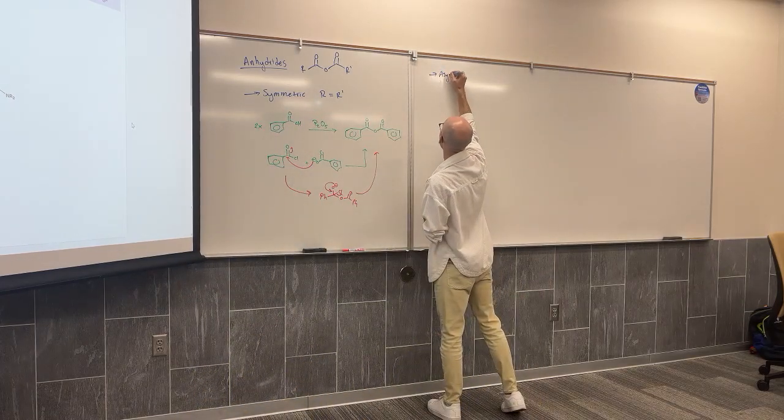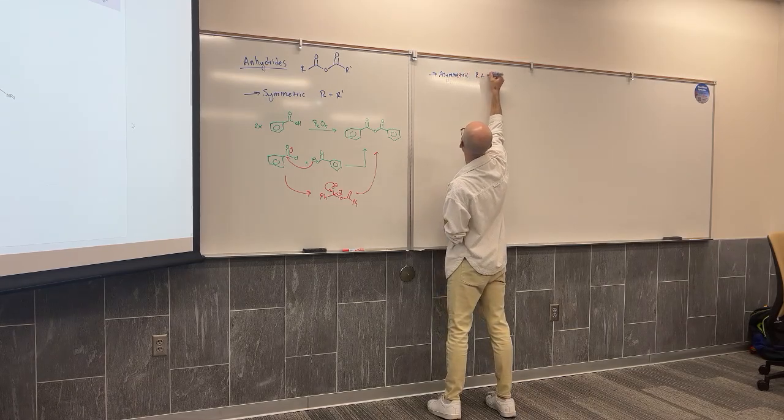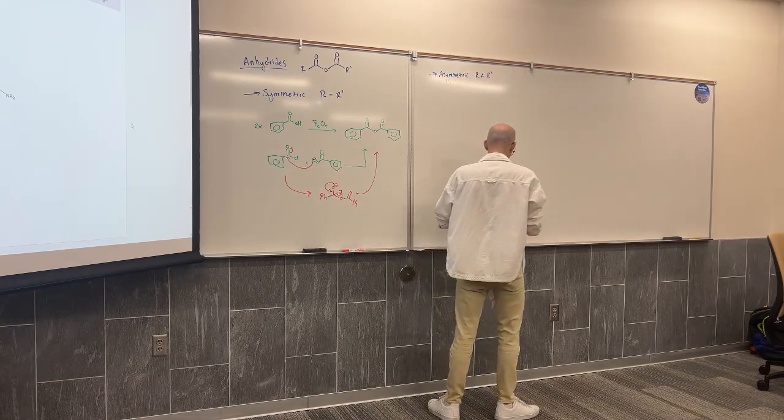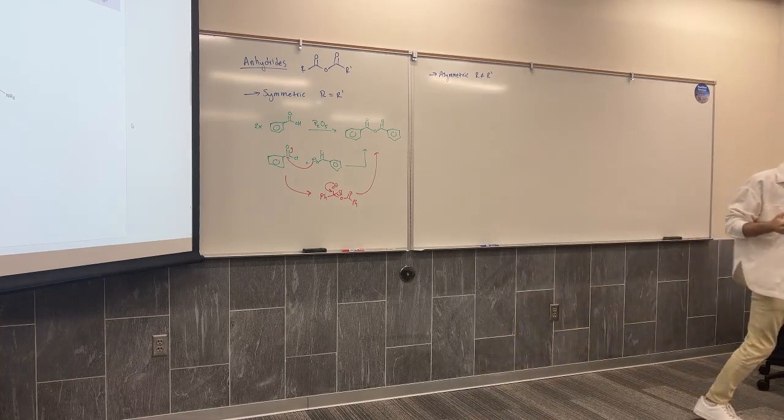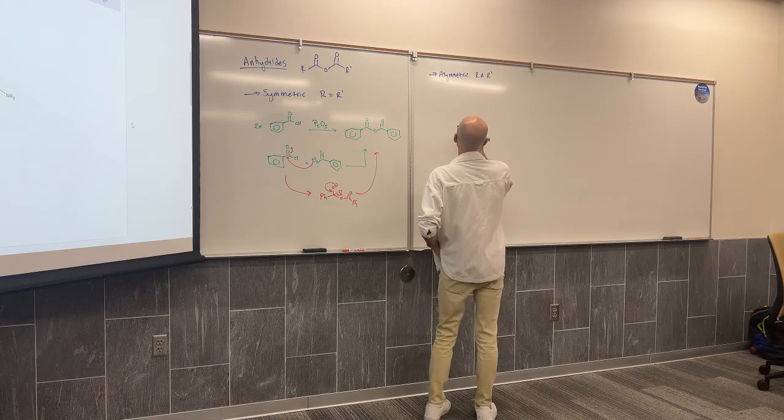An asymmetric anhydride happens when R does not equal R prime. And we run into complications if we try to use carboxylic acids to make this.